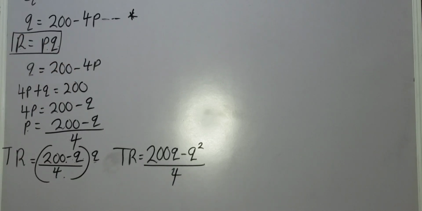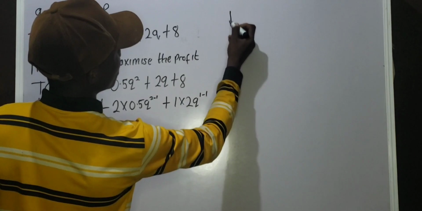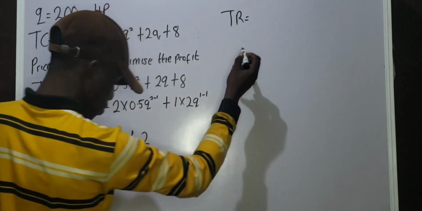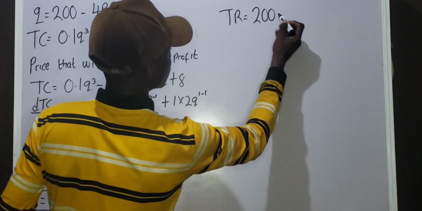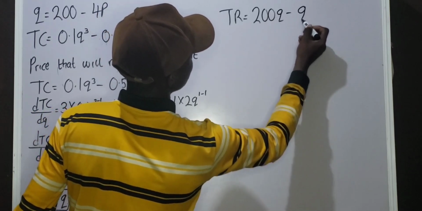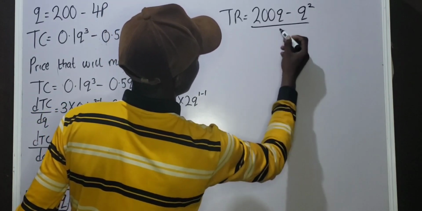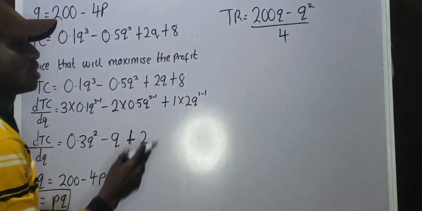Now, having gotten the total revenue, we have to determine the marginal revenue. You understand? The marginal revenue is the derivative of the total revenue. So we are going to take the differentiation of the total revenue that we just got. The total revenue is equals to 200q minus q squared all over 4. Now, we have gotten to this point.